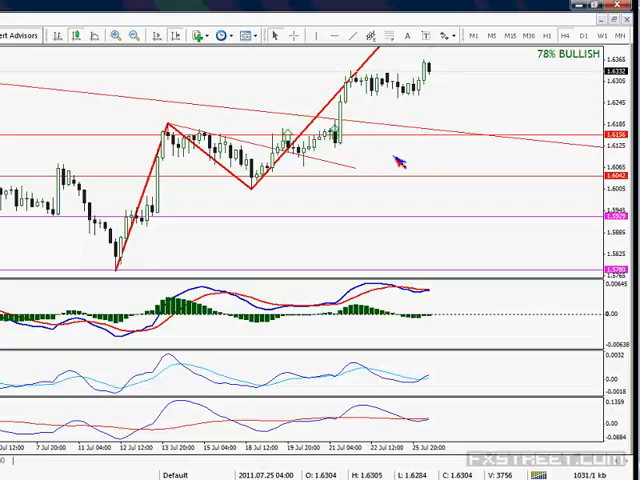And if not, we'll see what we can expect for later, and maybe the levels and stops and targets we can expect for later today or even for the next few sessions. Let's start with pound dollar.